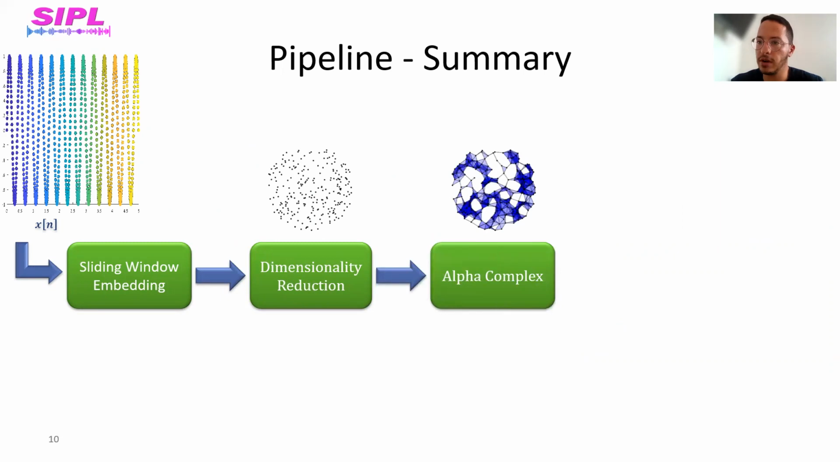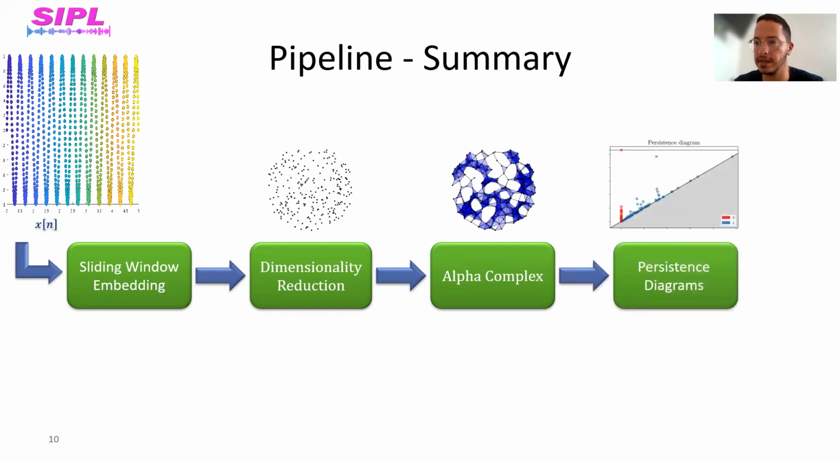Then we computed the alpha complex, again, while continuously increasing the radius of the balls, and analyzed the evolution of the cycles and summarized it in a persistent diagram. From that diagram, we extracted our topological features.